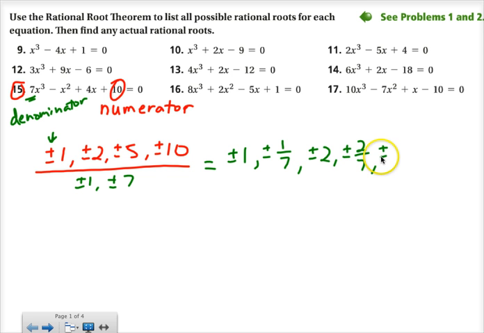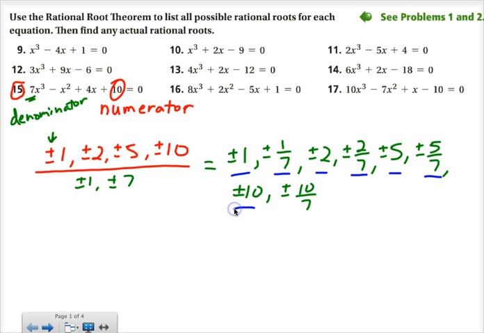Positive and negative 5 over positive and negative 1 will give me positive and negative 5. And then positive and negative 5 over positive and negative 7 will give me positive and negative 5/7. Then with the 10, I have a positive and negative 10 over a positive and negative 1, which will be a positive and negative 10. And then a positive and negative 10 over a positive and negative 7 will give me a positive and negative 10/7, for a grand total of 2, 4, 6, 8, 10, 12, 14, 16 possibles as my actual rational roots.